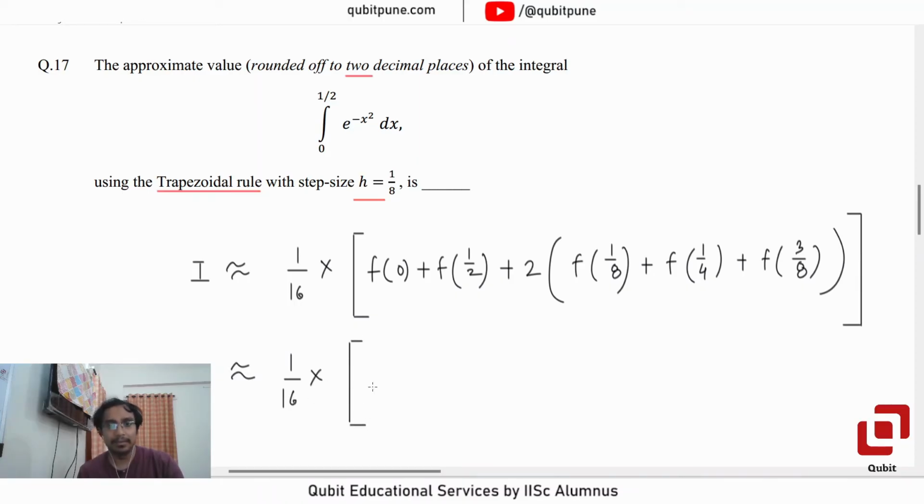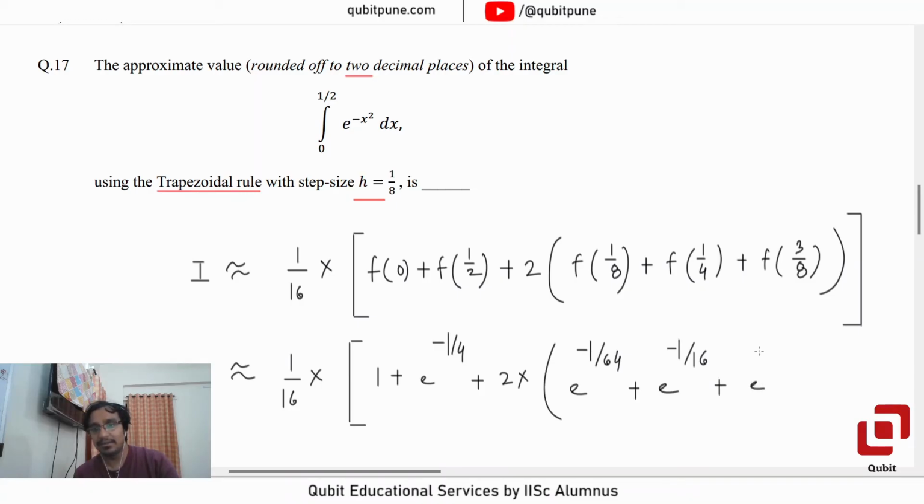F of 0, that's 1. 1 upon 2, x squared is 1 upon 4, so e raised to negative 1 upon 4. Oh my god. 2 into e raised to negative 1 upon 64, e raised to negative 1 upon 16 plus e raised to negative 9 by 64.